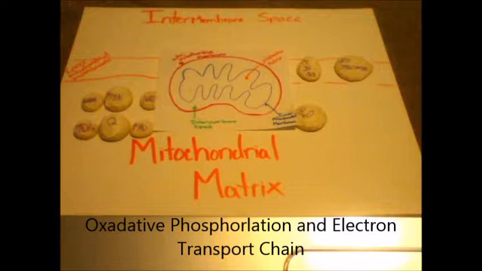Going over oxidative phosphorylation and the electron transport chain. To start with, we will quickly describe a mitochondria.